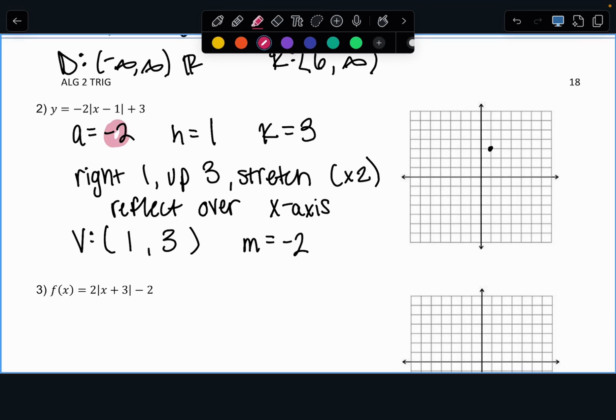-2 over 1. -2. So down 2, to the right 1. Boom. Go ahead. When does it reflect over the x-axis? When does it not? Because there's a negative. Yeah, if this was +2, our V would be V-shaped, not an upside down V. Oh, okay. Yeah, so that negative in front just tells us it's flipped upside down.